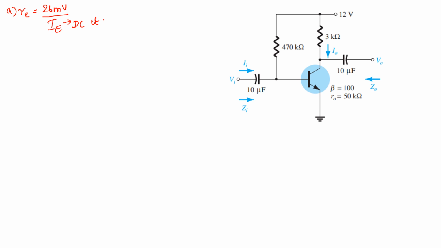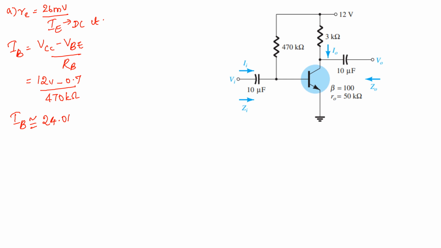When you do the DC analysis, you know the formulas. What will be your formula for IB? IB is equal to VCC minus VBE divided by RB. What is your VCC given? VCC is equal to 12 volt, minus 0.7, divided by your RB, which is 470 kilo ohm. So IB is approximately equal to 24.04 microampere. So you have got IB.